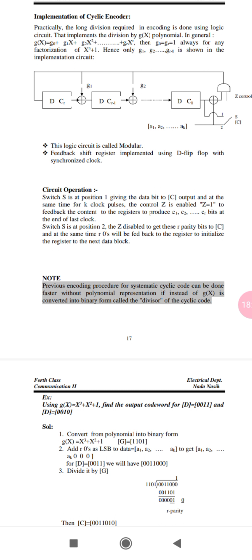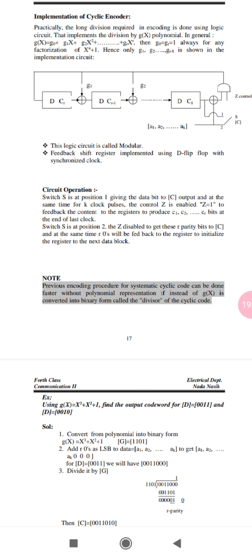Okay, then circuit operation. Switch S is at position 1, giving the data bits to C output and at the same time for K clock pulses the control Z is enabled. Then Z is equal to 1 to feed back the contents to the register to produce C1, C2 up to CR bits at the end of the last clock. Clear?